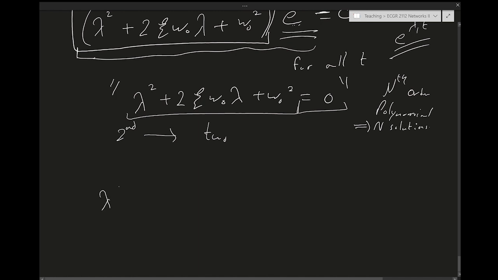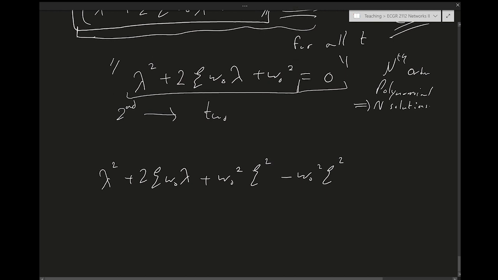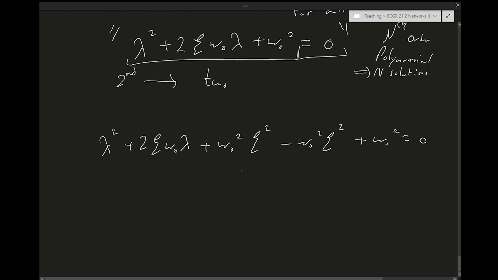So I can take this lambda squared plus 2 zeta omega naught lambda. I can add to it omega naught squared zeta squared, and then subtract omega naught squared zeta squared. I didn't change the thing, right? Plus omega naught squared equals 0. So I've completed the square. This term here is a square, so this is just lambda plus omega naught zeta, squared.